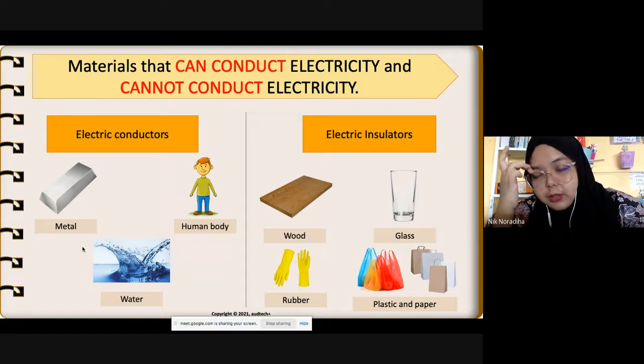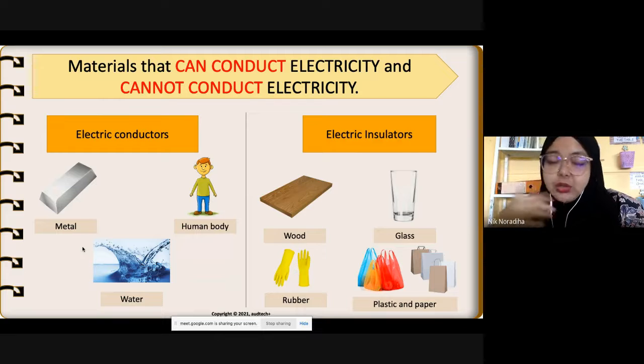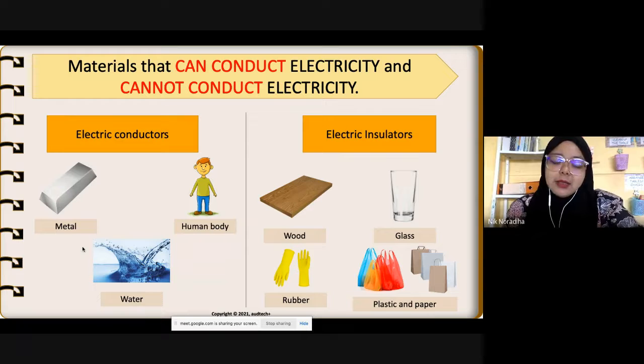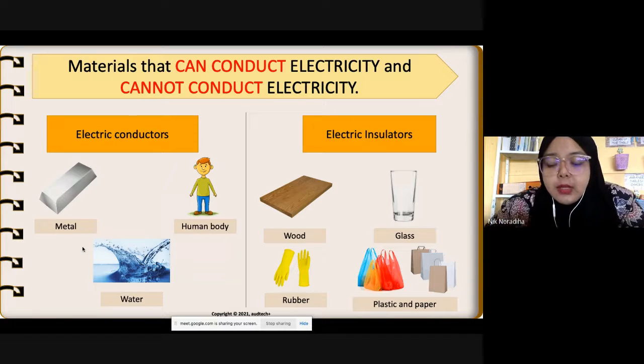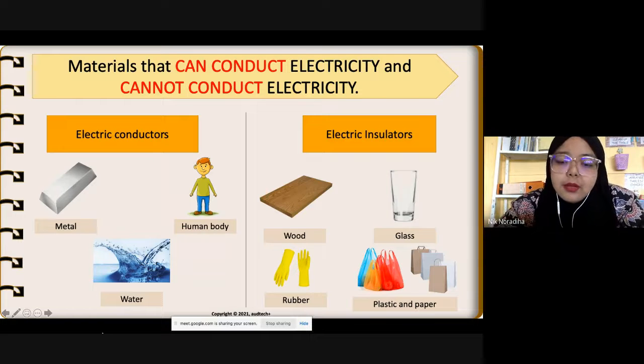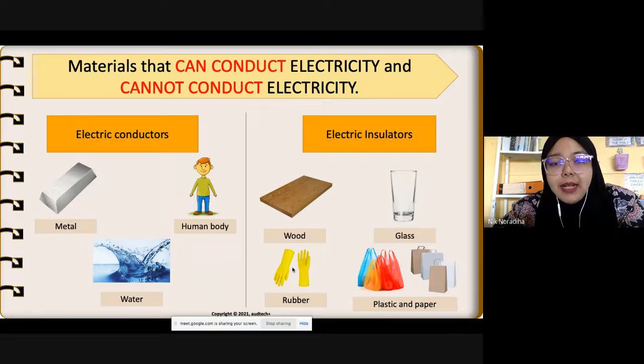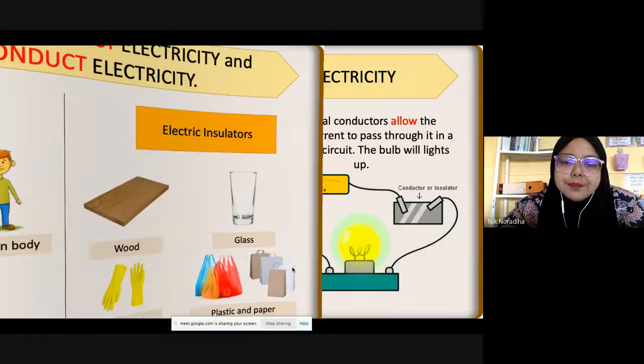So just now teacher already asked you question. What you need to do and what you need to use if your hand is still wet? Some of you answer towel, correct? Because fabric cannot conduct electricity. Cotton fabric, then wood, glass, and also rubber, or plastic and also paper. They are great insulator. Insulator means electric current cannot pass through them.